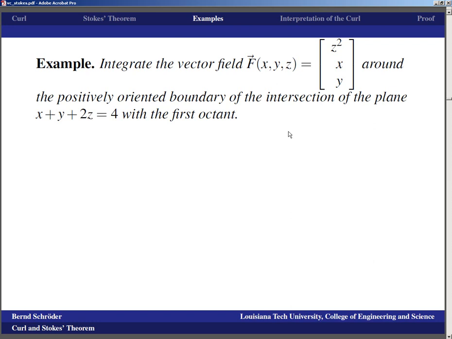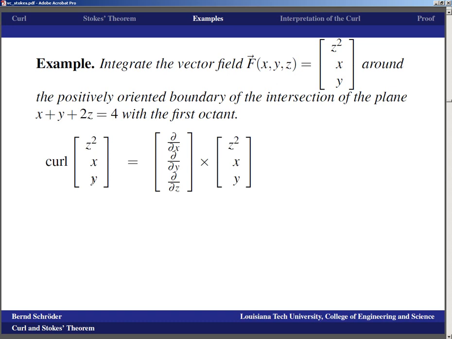So let's compute the curl of z squared, x, and y. Well, that's going to be nabla cross z squared xy, which gives us derivative of xy with respect to y plus minus derivative of x with respect to z.